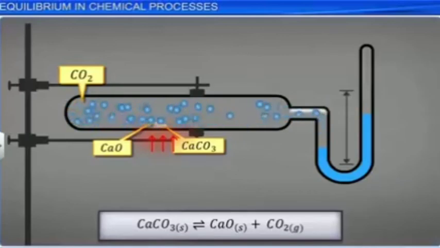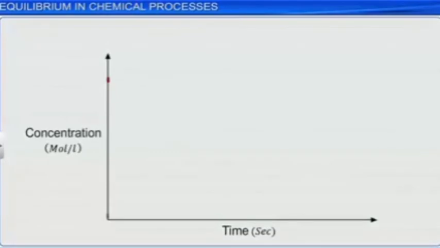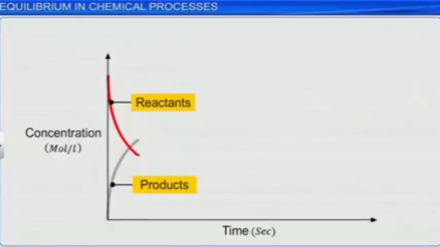If we plot a graph of a reversible reaction, we will notice that the rate of forward reaction is initially high. As time increases, the concentration of reactants decreases and that of products increases. This leads to a decrease in the rate of forward reaction and an increase in the rate of backward reaction. After some time, a stage is reached when the rates of both forward and backward reactions become equal and the system reaches a state of equilibrium.